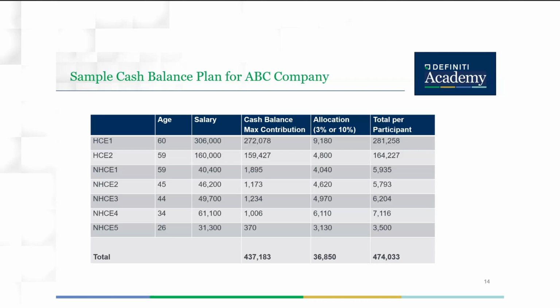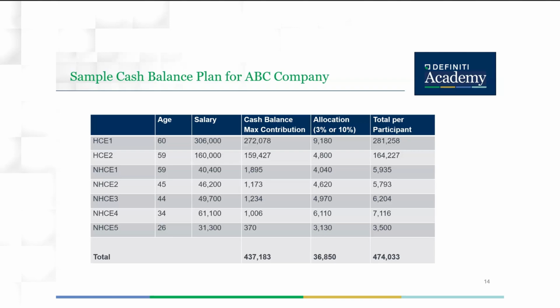All right. So I will minimize this, put it over here. All right, so a sample cash balance plan for ABC Company. This was a real case. HCE1 and HCE2 were really married, and the husband's a year older than his wife. We have 7 employees altogether.